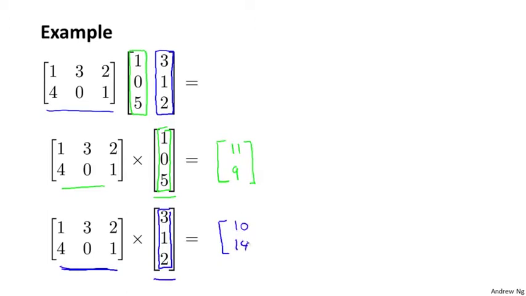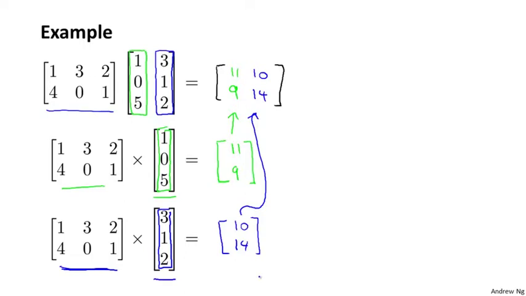And by the way, if you want to practice your matrix vector multiplication, feel free to pause the video and check this product yourself. Then I'm just going to take these two results and put them together, and that'll be my answer. The outcome of this product is going to be a 2 by 2 matrix, and the way I'm going to fill in this matrix is by taking my elements 11, 9 and plugging them here, and taking 10, 14 and plugging them into the second column.